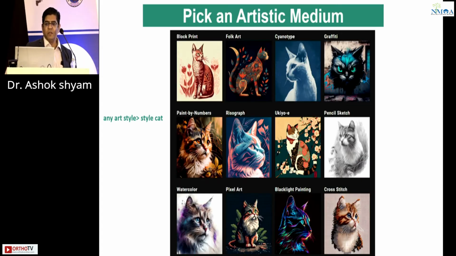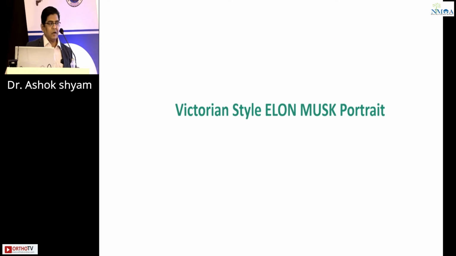These are a few keywords. For example, select an artistic medium. You need to select a medium. This is what is called an artistic style. Block print, folk art, these are just examples. You can select any of these styles to create what you want to create. For example, I want to create a Victorian style Elon Musk portrait. You can replace this with anybody's name, or you can even upload your photograph.